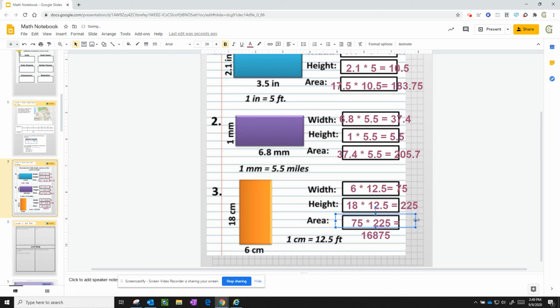Now, all the dimensions should have been labeled with what they had over here. So they would have been labeled feet or miles, things like that from the problem. And then, of course, our area is that squared. But that's your basic idea.